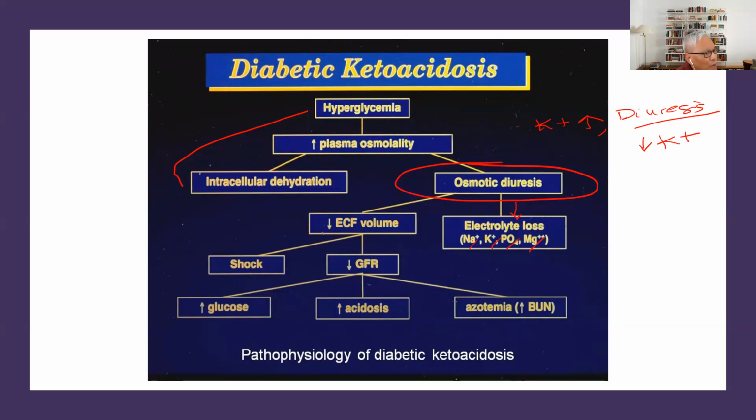Okay? So with the profound diuresis that occurs, it results in a decrease in your extracellular fluid volume, which therefore results in shock. The decrease in glomerular filtration rate causes acidosis. And again, because of the stress response, you're going to increase your glucose. And then, of course, azotemia, or an increase in BUN. So this is the pathophysiology of diabetic ketoacidosis.